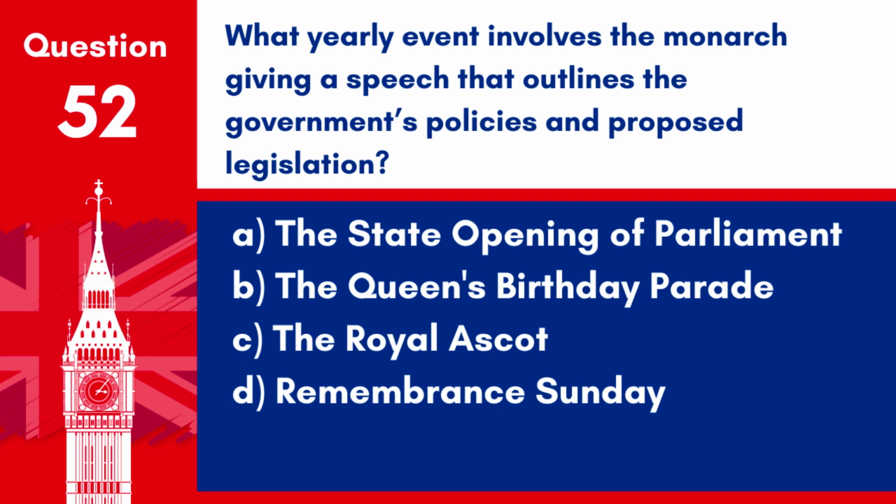Question 52. What yearly event involves the monarch giving a speech that outlines the government's policies and proposed legislation? A. The State Opening of Parliament. B. The Queen's Birthday Parade. C. The Royal Ascot. D. Remembrance Sunday.